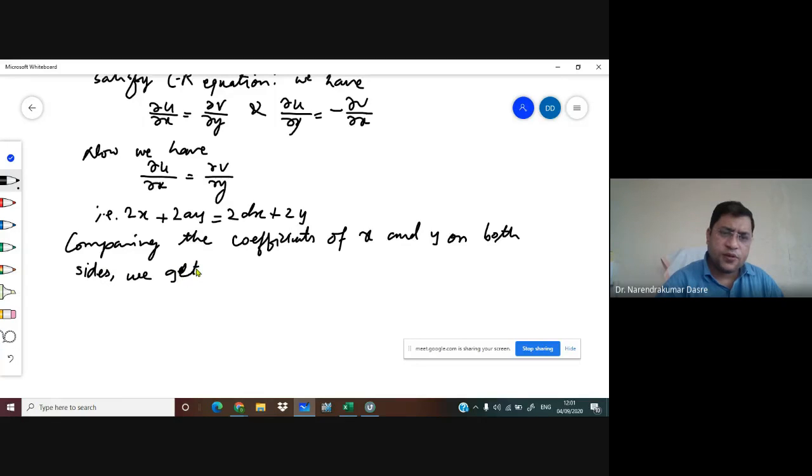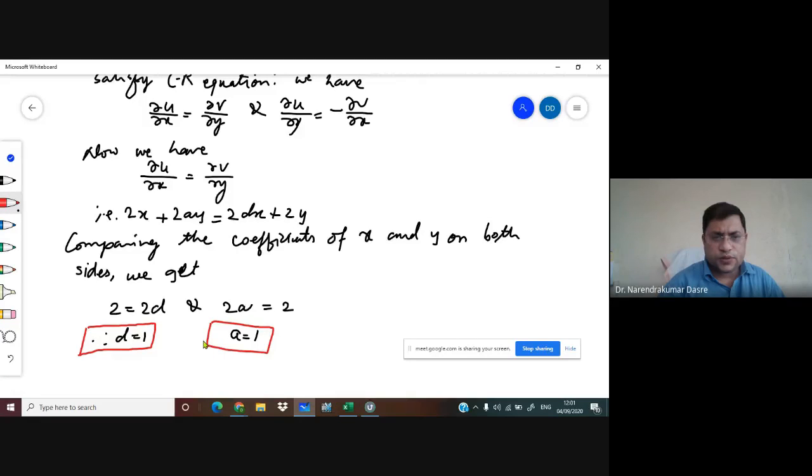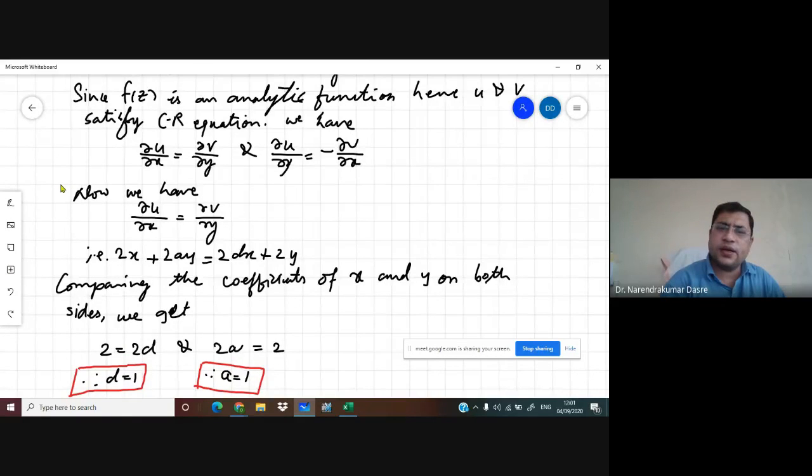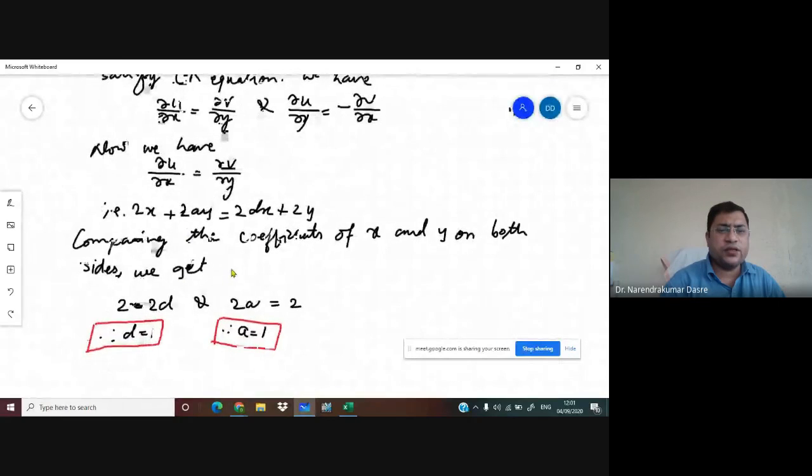we get 2 is equal to 2d and 2a is equal to 2c... from here I can get that d is equal to 1, and from here I can get that a is equal to 1. So this way we got the values of d and a. Now we have to consider the other equation, and then find the values of b and c.